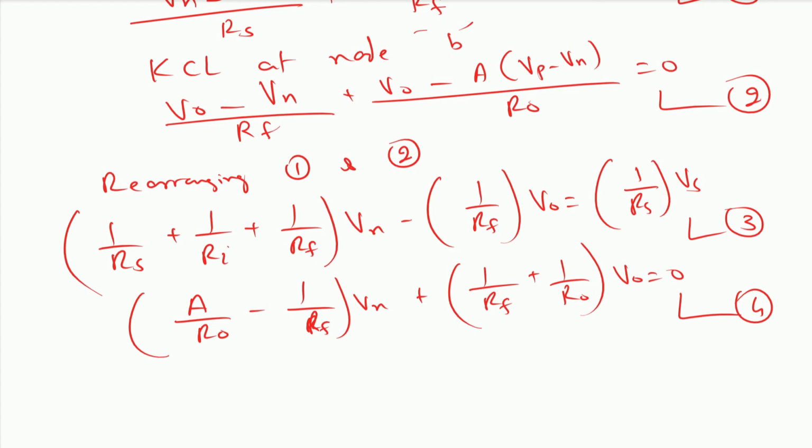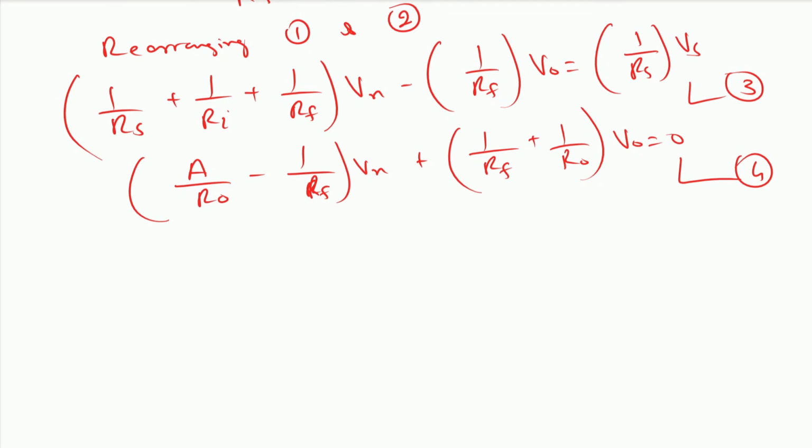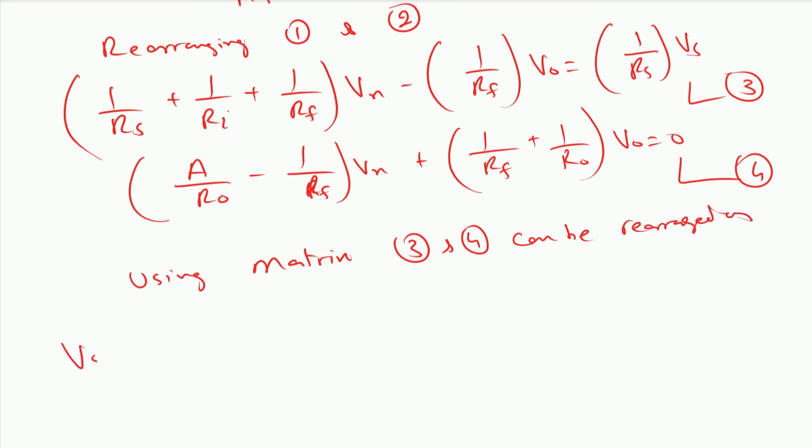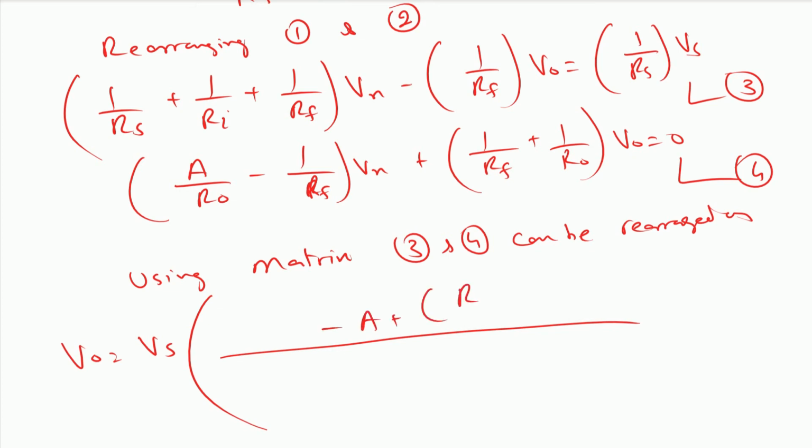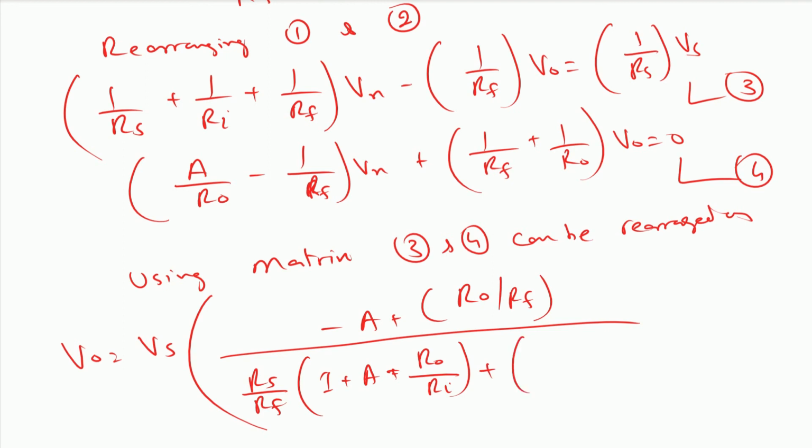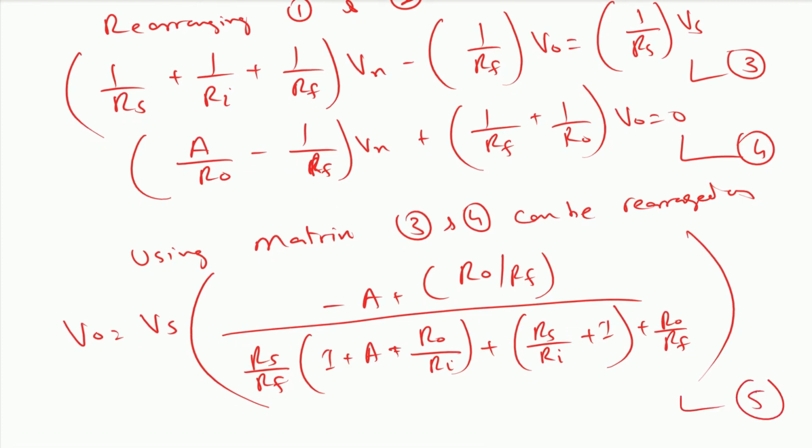Now if we apply matrix operations, equations 3 and 4 can be rearranged as V naught is equal to Vs times minus (A plus R naught over Rf), divided by Rs over Rf times (1 plus A plus R naught over Ri) plus Rs over Ri plus 1 plus R naught over Rf, and this equation number 5 gives us the exact relation between input and output if we do not consider the ideal characteristics of an operational amplifier.